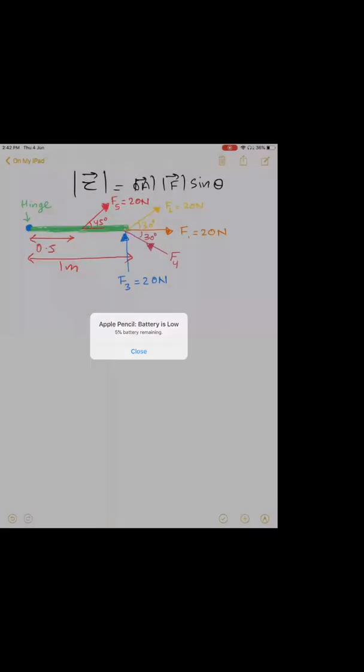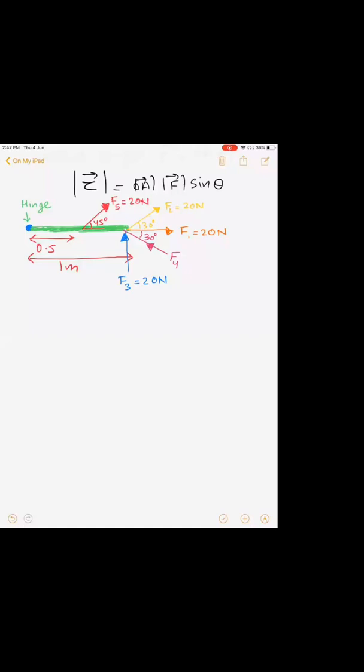Rajul, Apple Pencil battery is low. You find torque due to all the forces one by one. In 5 seconds, 10 seconds, I will charge my Apple Pencil. Don't worry. Meanwhile, I will answer question number one.